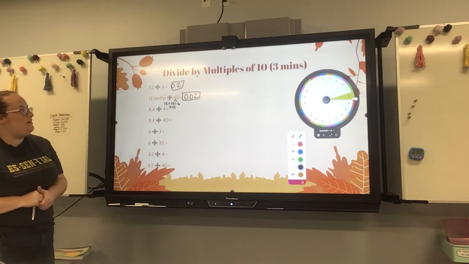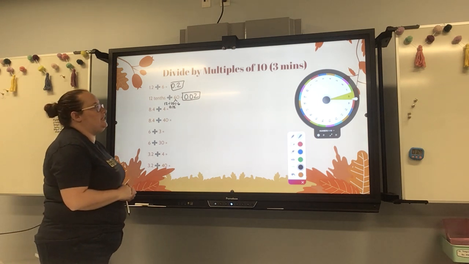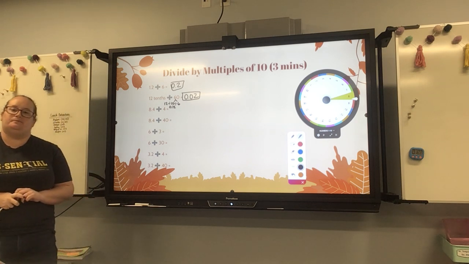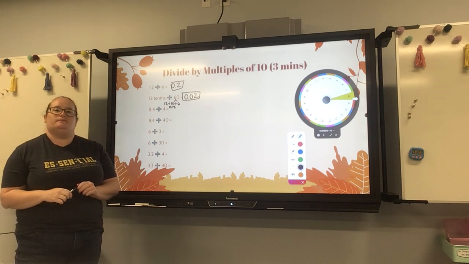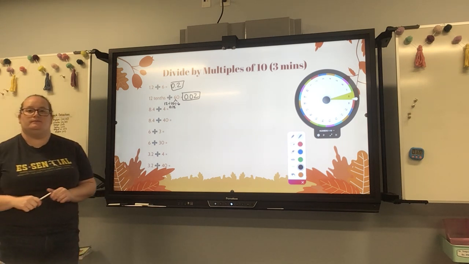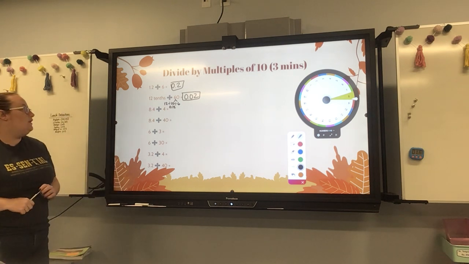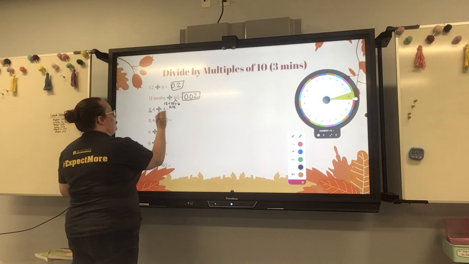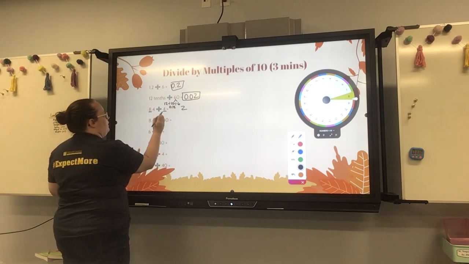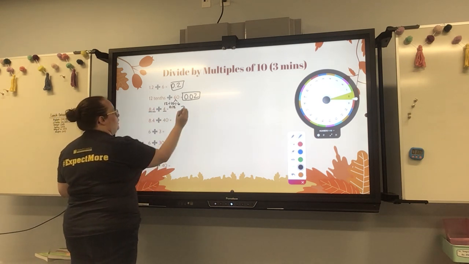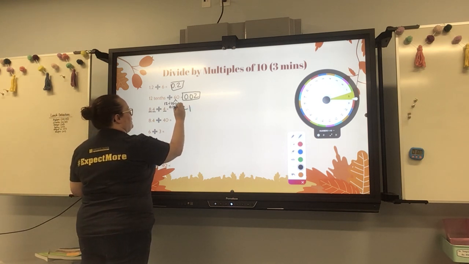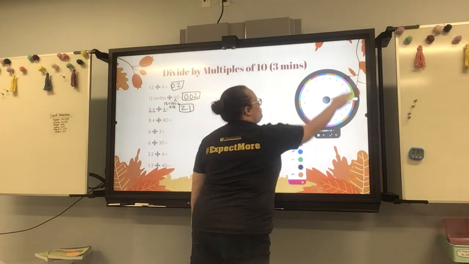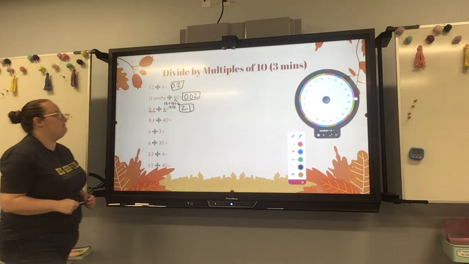What would 8.4 divided by 4 be? Number 8. Okay, well, 4 can go into 8 2 times. 4 can go into 4 1 time. Put my decimal. My quotient would be 2.1, or 21 tenths.